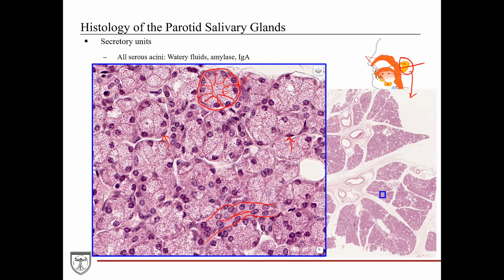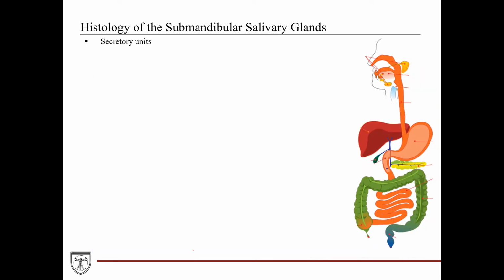At any rate, when we look at a large exocrine gland with intercalated ducts and potentially even striated ducts in the nearby region, and if all the secretory units in that organ are all serous acini, then we can comfortably identify that organ as the parotid salivary gland. Next, onto the submandibular salivary gland, which is located right here under the mandible.